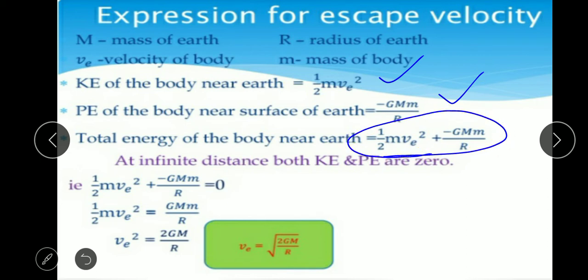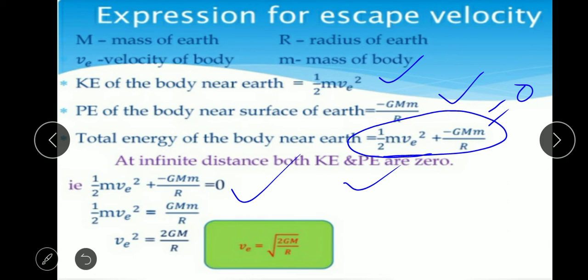Now here, if any object is at infinite distance, both kinetic and potential energies are zero, students. So if the object is at a very high height, that is, height is infinite, the total energy will be zero, students. And we can write total energy is equal to zero. That is written over here, students.